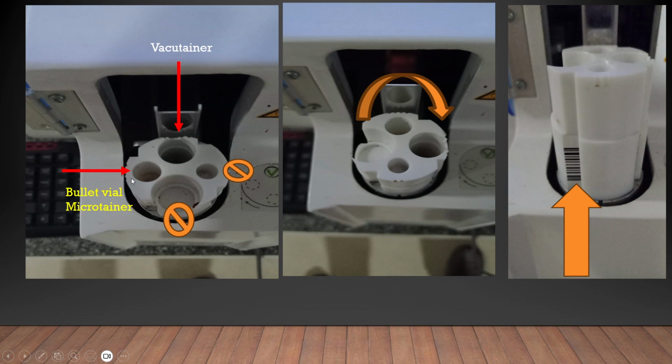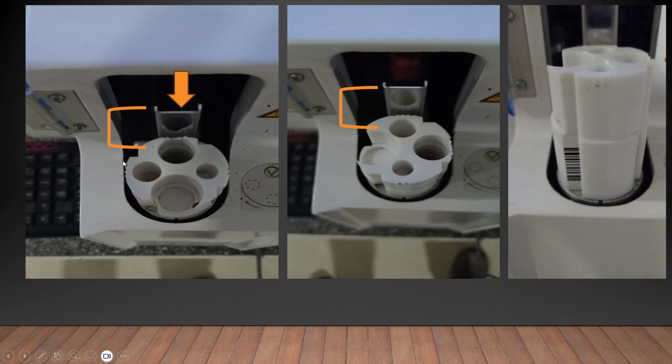If it is a microtainer or a bullet cup, it will be kept at this position and it has to be rotated so that it will come and sit here, so that the barcode can be read. And not only that, many times we have seen that when the vacutainer has been put with a barcode, the barcode is not sticking properly. Because of that, the vacutainer height may be above this steel rack. If it is above that, again that is a problem.